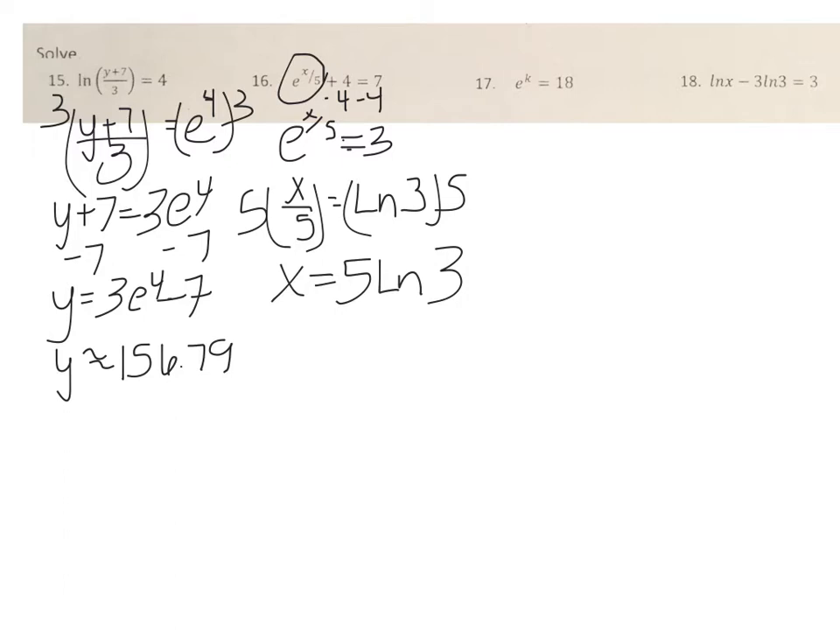And now I can do it in my calculator. 3 natural log. I'm using my cell phone, so it's got to go backwards. And x is equal to 5.49.